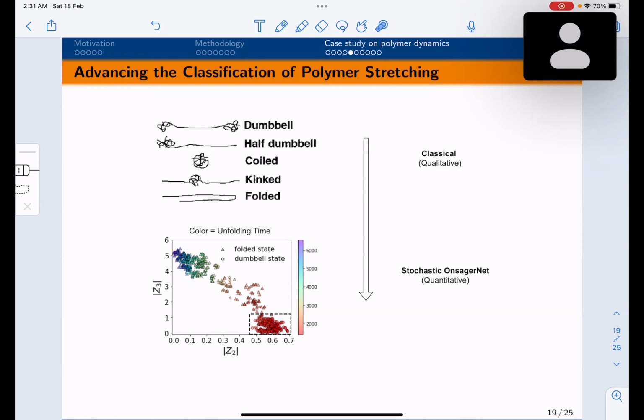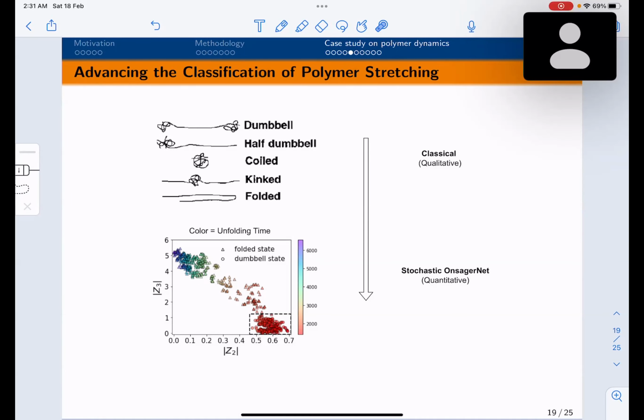For example, in the classical method, they divide the shape of the polymer. They maybe just see, oh, this is a dumbbell, and this is a half dumbbell, or this is a folded state of the polymer. And in this figure below, we can see the unfolding time for the dumbbell state is very fast, and this one, the folded state, is very slow, right?